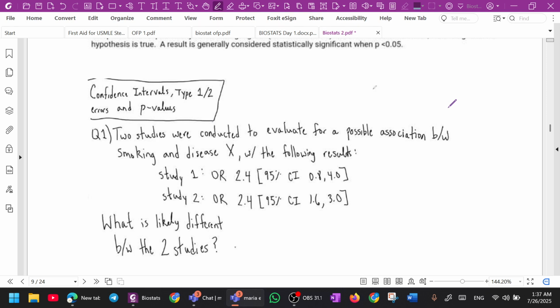Two studies were conducted to evaluate for a possible association between smoking and disease X. Study 1: odds ratio 2.4, 95% confidence interval 0.8 to 4.0. Study 2: odds ratio 2.5, 95% confidence interval 1.6 to 3.0. What is the likely difference between the two studies?